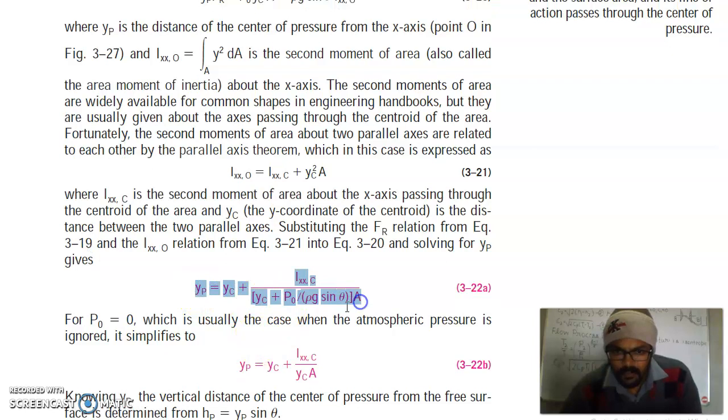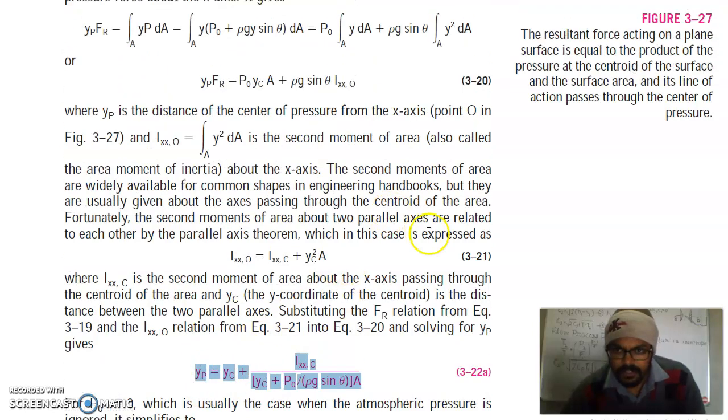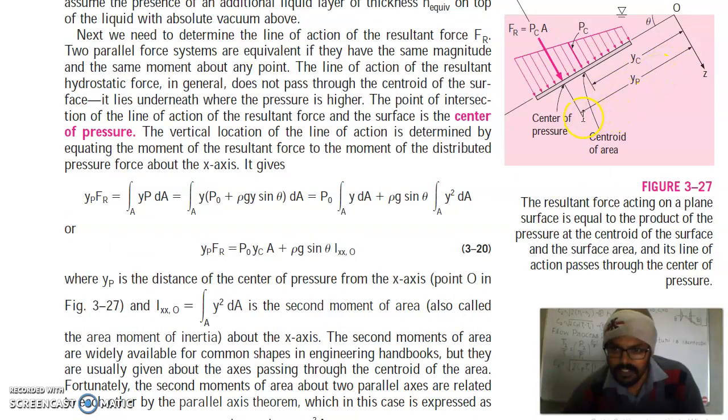This is your Yp, which means now you know the line of action of the force. You had calculated this distance Yp. You know where your force's line of action is, and you had calculated the center of pressure.